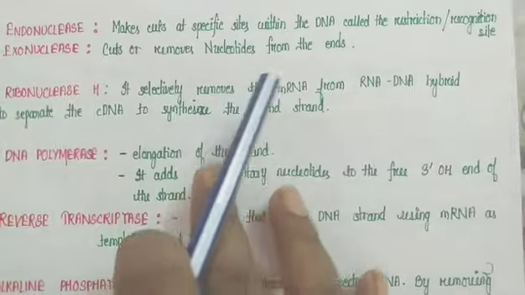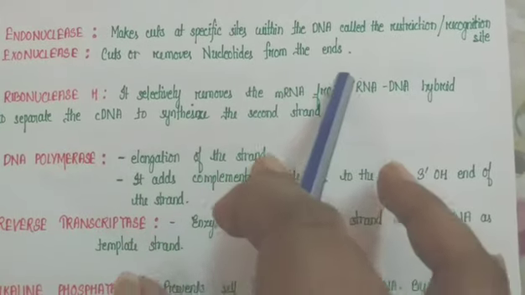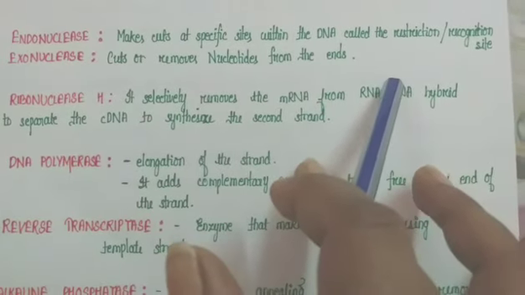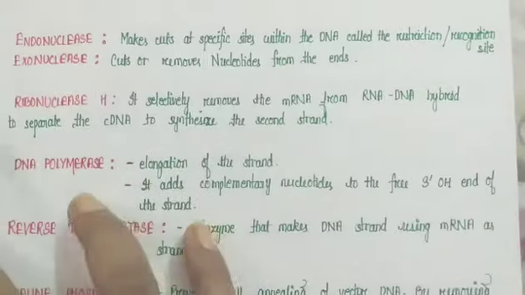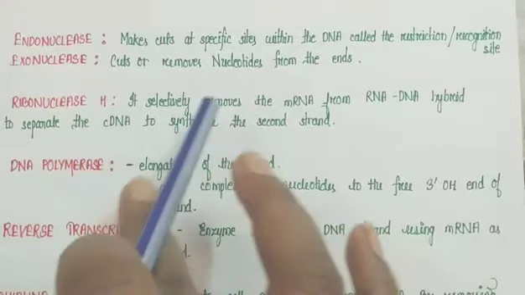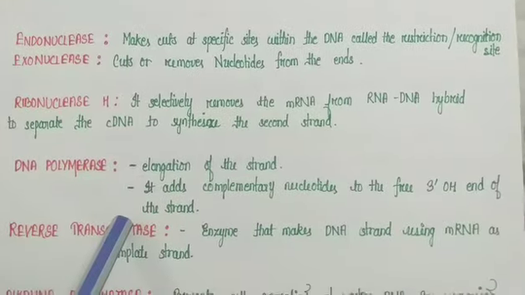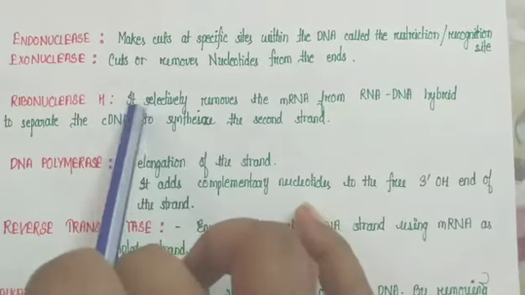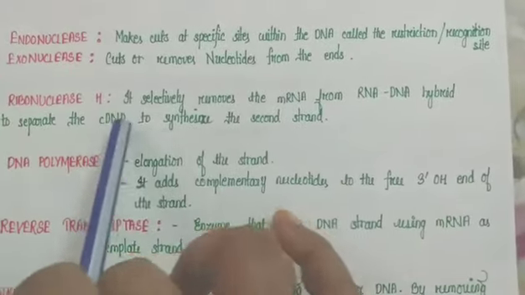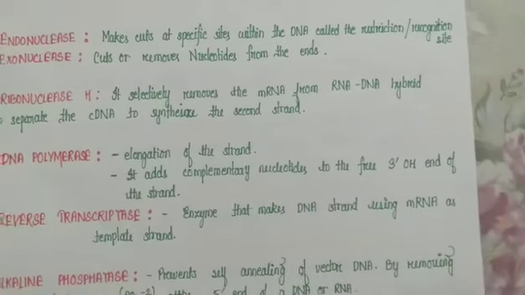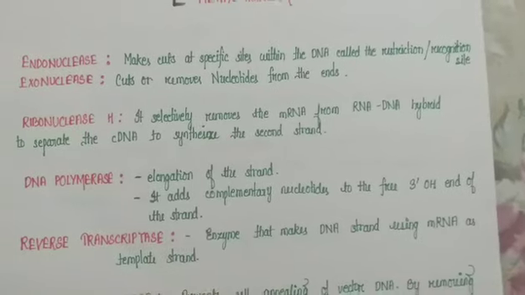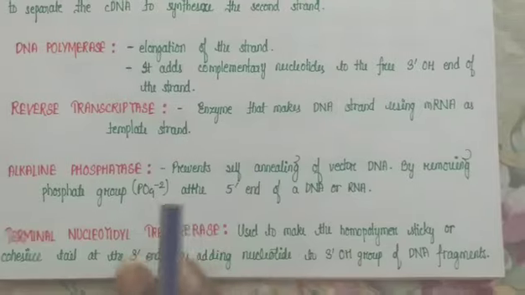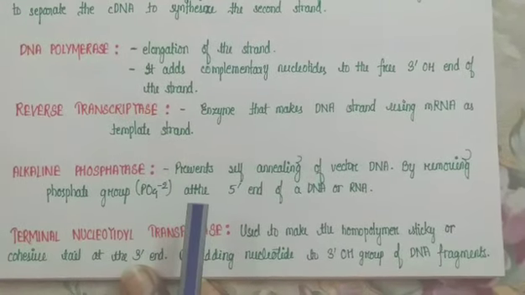So what is ribonuclease H? It selectively removes the mRNA from the RNA-DNA hybrid to separate the cDNA and synthesize the second strand. When the RNA-DNA hybrid is already formed, it selectively removes the mRNA and separates the cDNA. The cDNA is separated to synthesize the second strand. So this is the use of ribonuclease H.